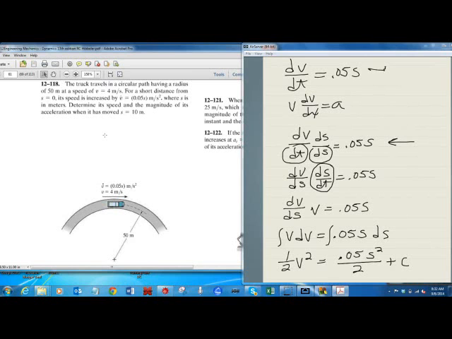So first, okay. So can you find the speed, velocity, when S equals 10? What is it? So far, so good? Can you find speed when S equals 10? How? You can find the C. How am I going to find the C?